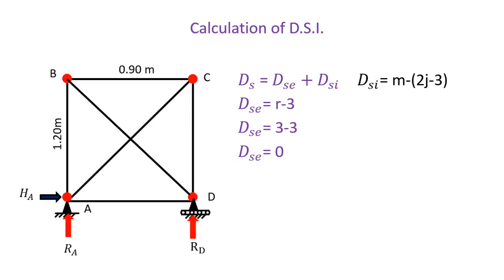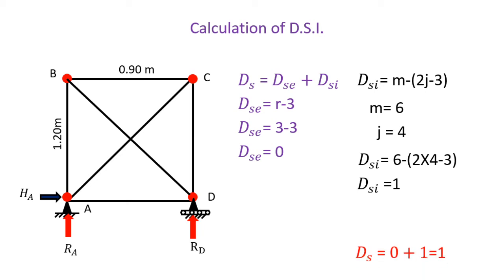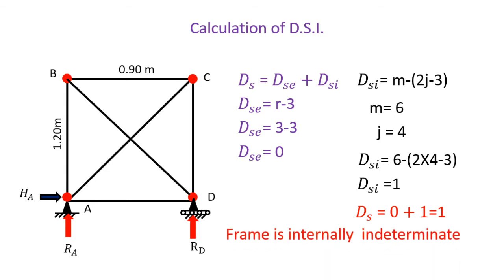Then the DSI, internal static indeterminacy, is equal to M minus in bracket 2J minus 3. M is the number of members, which is 6, and J is the number of joints, which is 4. So DSI is equal to 6 minus in bracket 2 into 4 minus 3. So DSI is equal to 1. So here total DS is equal to 0 plus 1 is equal to 1. So we can conclude that this frame is an internally indeterminate structure.